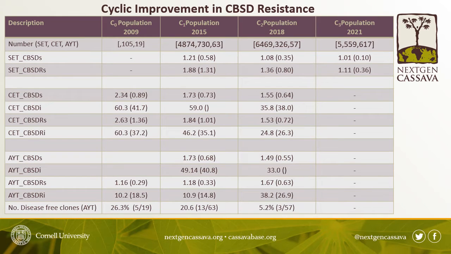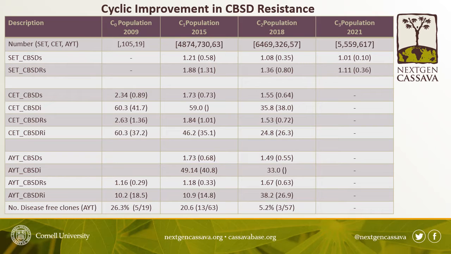Here we're comparing cyclic improvement in brown streak disease, and for this comparison we look at 4 populations, C0, C1, C2 and C3, that were respectively constituted in those years. And also for this comparison we look at the SET trials, which are the seedling evaluation trials. We look at the CET trials, which are the clone evaluation trials, and then we look at the AYT trials, which are the advanced yield trials.